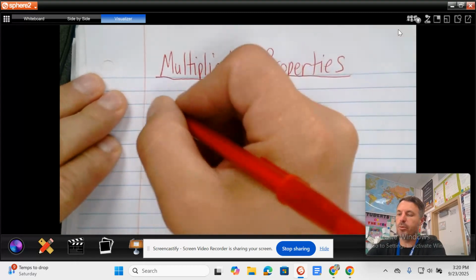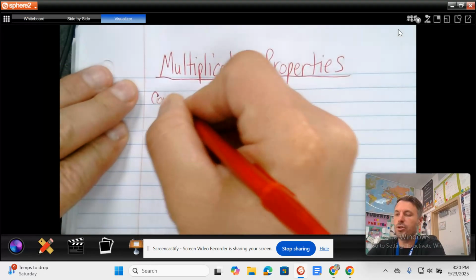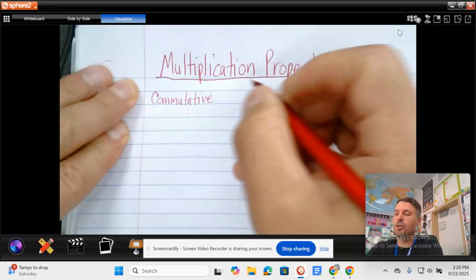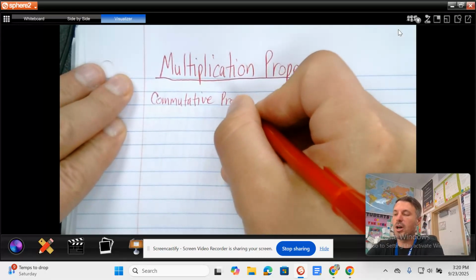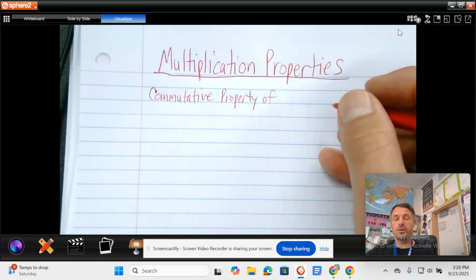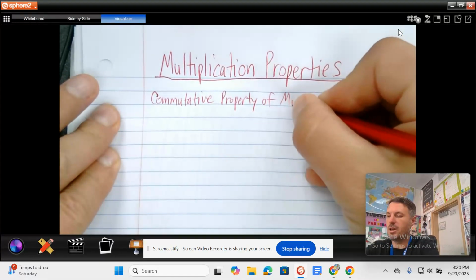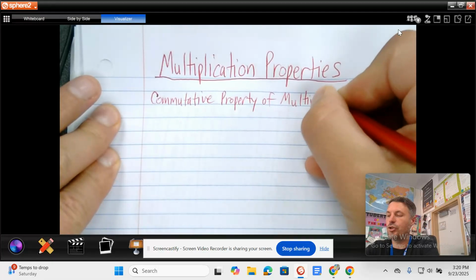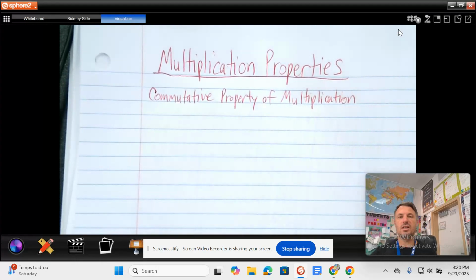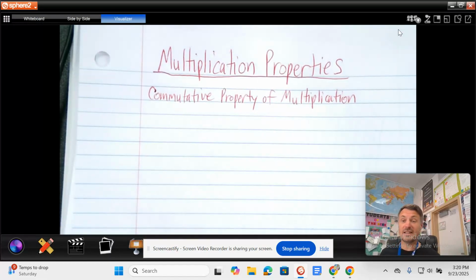The first property we're going to go over today is called the commutative property. Now, you already learned about the commutative property of addition. Today we're going to learn about the commutative property of multiplication. And the good news is they work the exact same way.